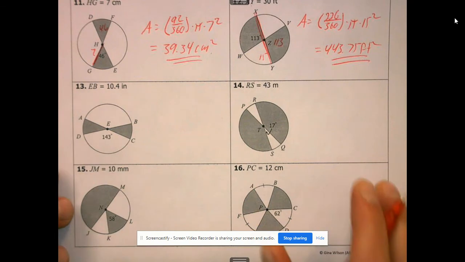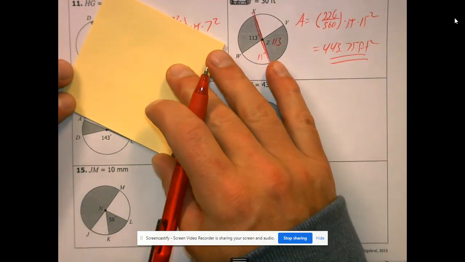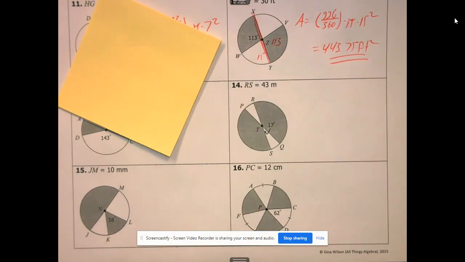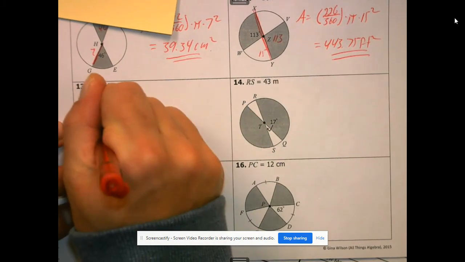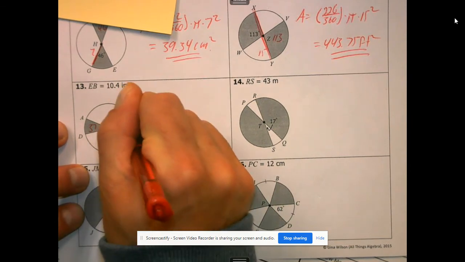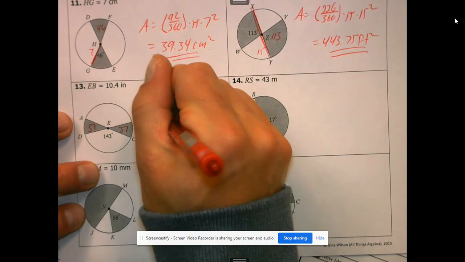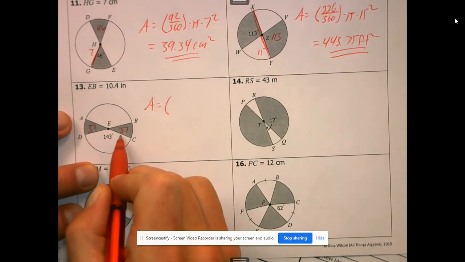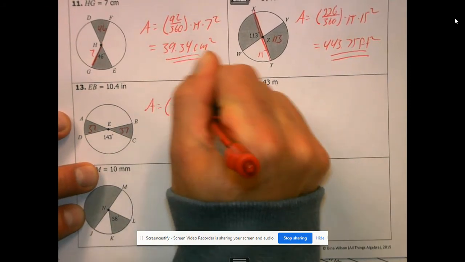All right, 13, be careful. That 143 is the shaded part, right? If I take a straight edge, that's 180. Half a circle is 180. If I take 180 minus the 143, that comes out to be 37. These are vertical, so he's also 37 degrees. All right, so area, 37 plus 37 is 74, divided by 360 times pi.